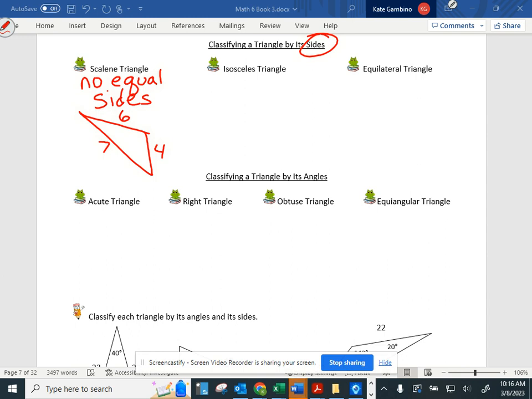Then we have our isosceles triangle. An isosceles triangle has two congruent sides. And we know that they're congruent either because we get the side measurements or we have those marks. When there are two sides with the same mark, we know it's an isosceles because those two sides are congruent. They are equal. If we have our numbers on it, we can see that they have the same measurement.